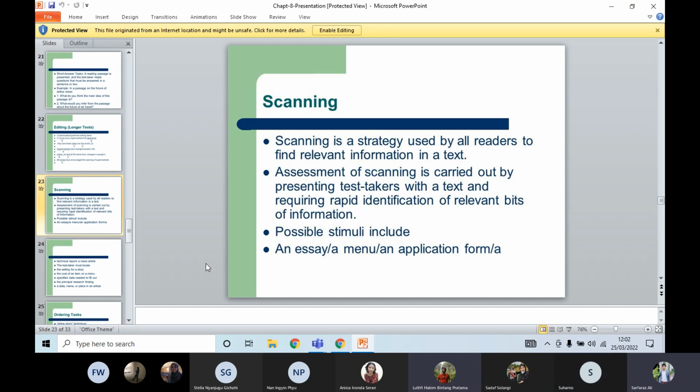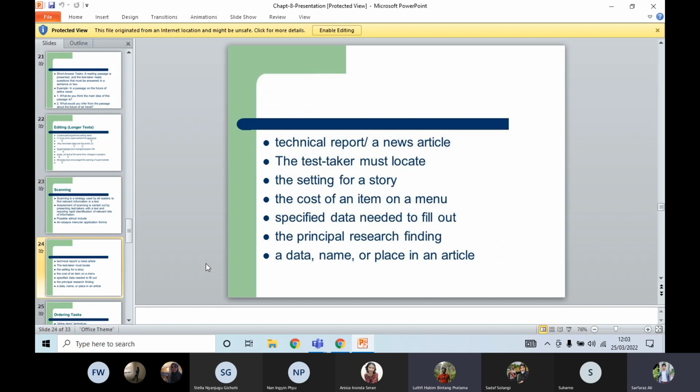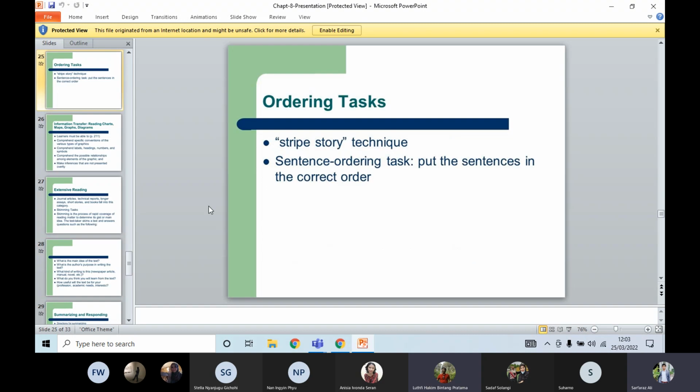So assessment for scanning is carried out by presenting the test takers with the text and requiring the rapid identification of relevant bits of information, such as you will be given the options to find out the dates, names, or the places in the article. So these are the options in front of you. Technical reports, news articles, or the test takers must look at the setting for the story, or the cost of an item, or the menu. He or she, the test taker, will be focusing on all these things in scanning when we are examining our ability.